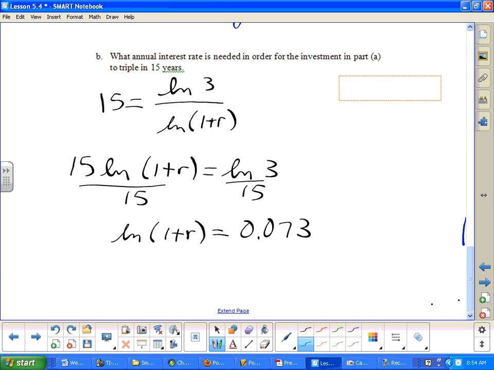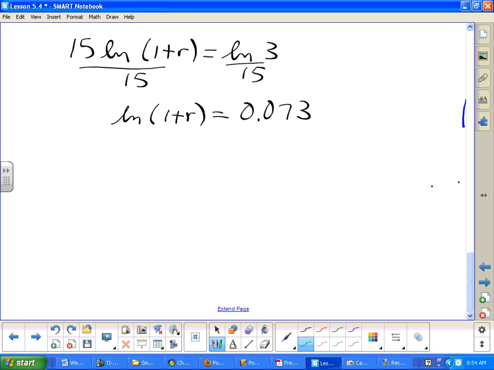Well, now I have a natural log equation. So how can I get rid of the ln? I could change it from logarithmic form to exponential form. So we could say that 1 plus R equals e to the 0.073 power, and then subtract 1. And that would be our interest rate. That's for B. You could have done it this way, or you could have just plugged in your y equals and solved for it.